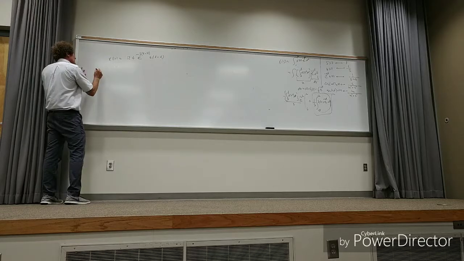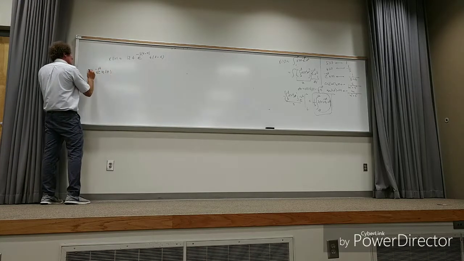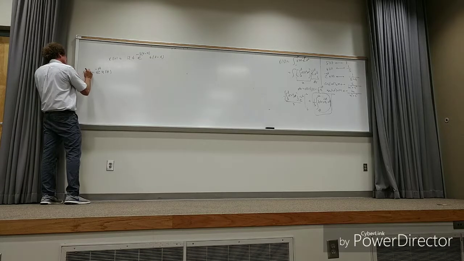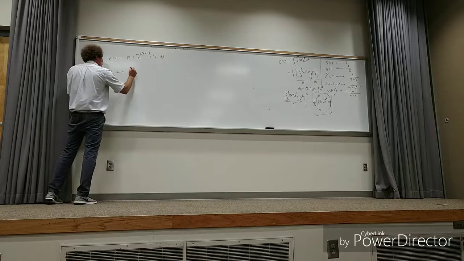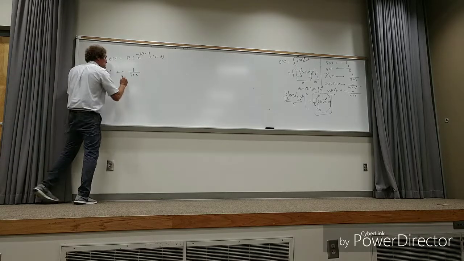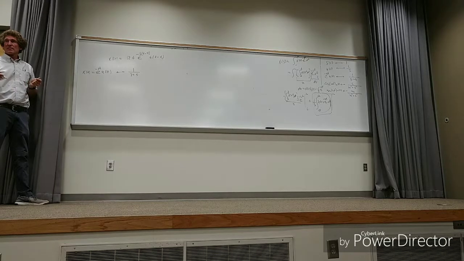So I'm going to say first I have e to the minus 3t u of t, and I'll call that x of t. Right? Just call it x. That goes to 1 over 3 plus s. You got to know that. Got to know that like the back of your hand. Understand?